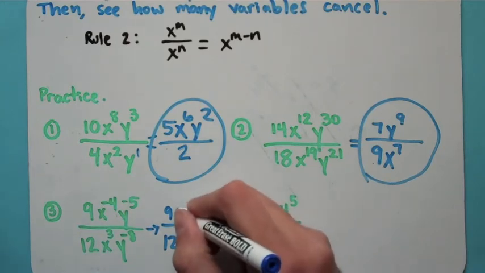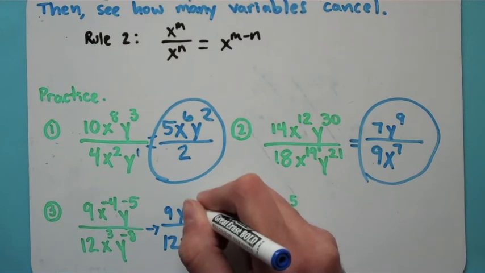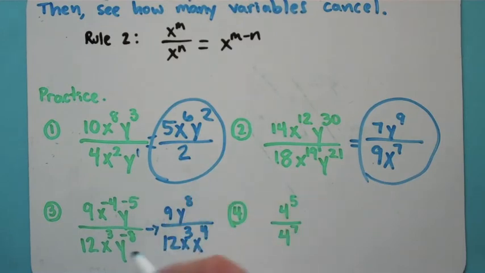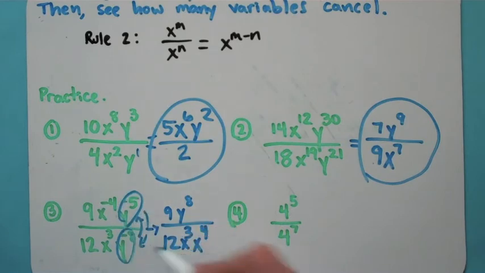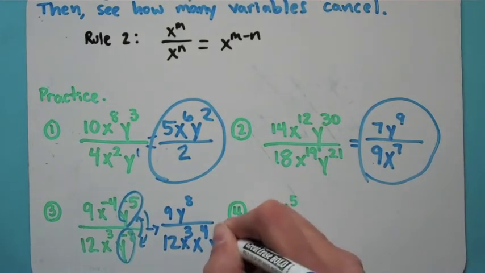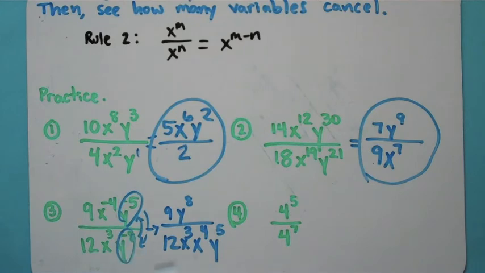This y to the -8th right here is going to get moved up top, turn into a y to the +8. So this guy goes up here. And this y to the -5th is actually going to the bottom. So I have a lot of stuff moving around on this problem. I kind of shifted things so I had no more negative exponents. Now I'm ready to actually get my answer here.